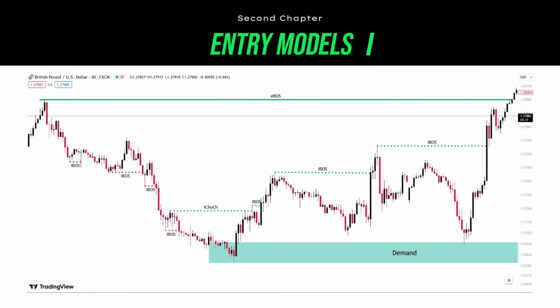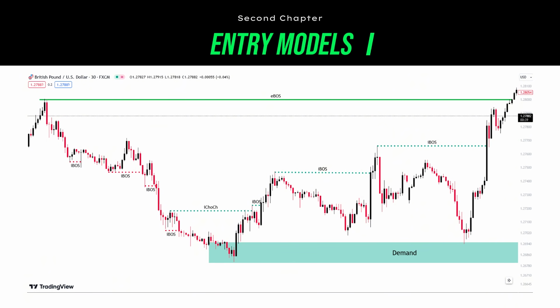low time frame trend with the high time frame by creating internal bullish breaks of structure, up until the price hits the low time frame demand, fills the orders from the smart buyers, reacts very aggressively to the upside, breaking both another internal break of structure, and breaking the external break of structure.